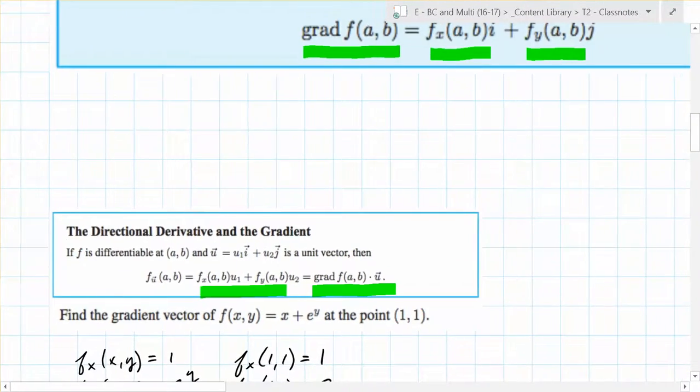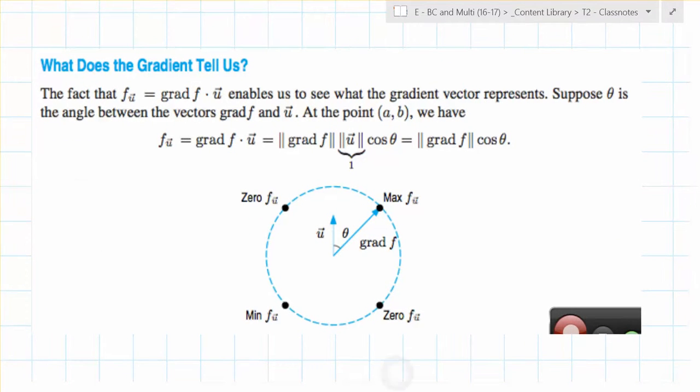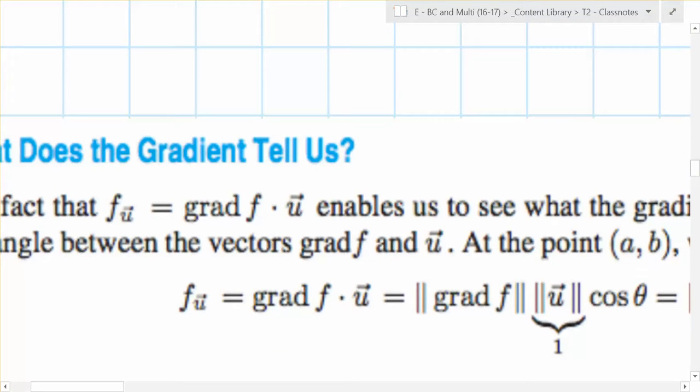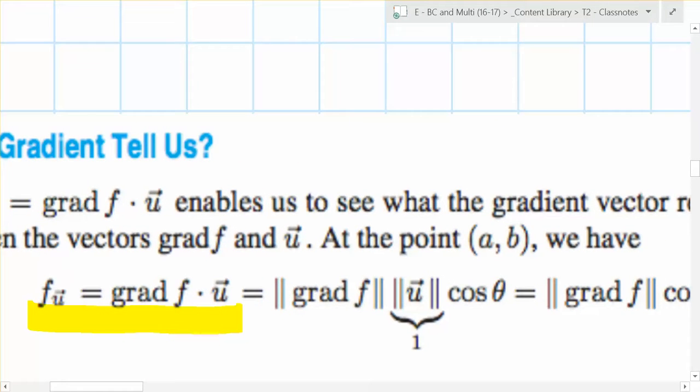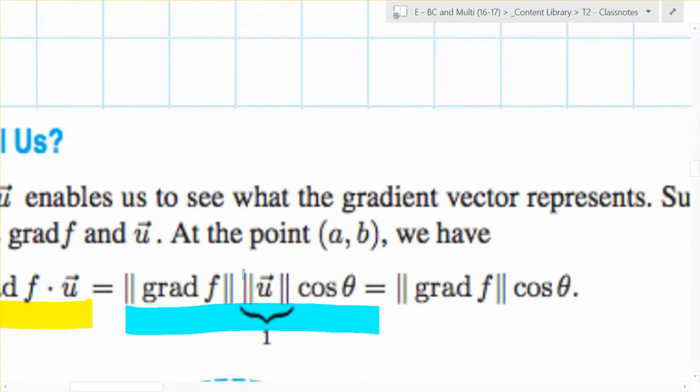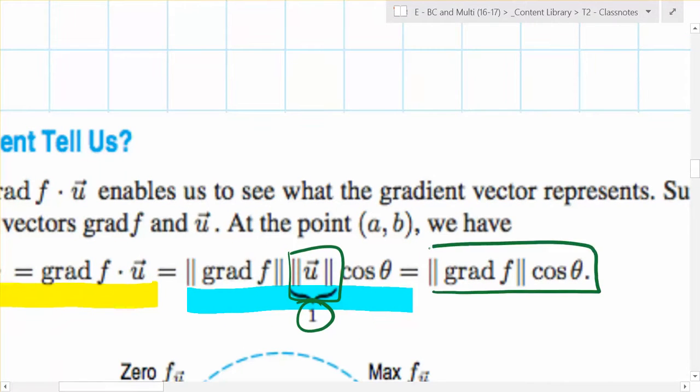Super exciting. Okay, so you did a ton of these, and we also talked about this. So let's go up here. What is the geometric definition of dot product? It's this one right here, correct? The dot product of two vectors is the magnitude of the two vectors multiplied together times the cosine of the angle between them, correct? Well, what is u? u is defined so that it has to be 1. So you end up with this equaling the magnitude of the gradient times cosine of theta. Theta is the angle between the two, right?